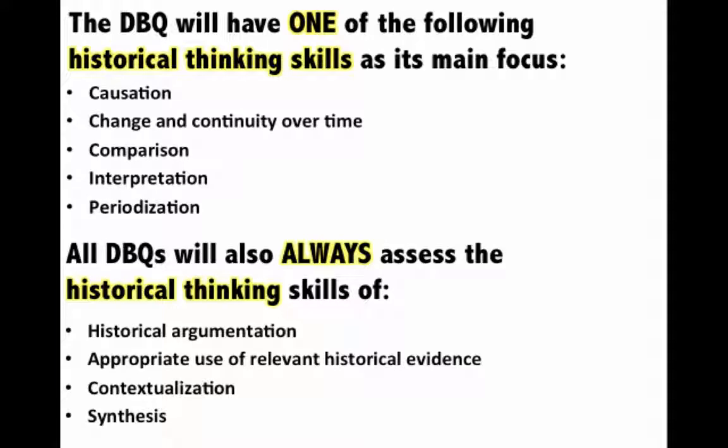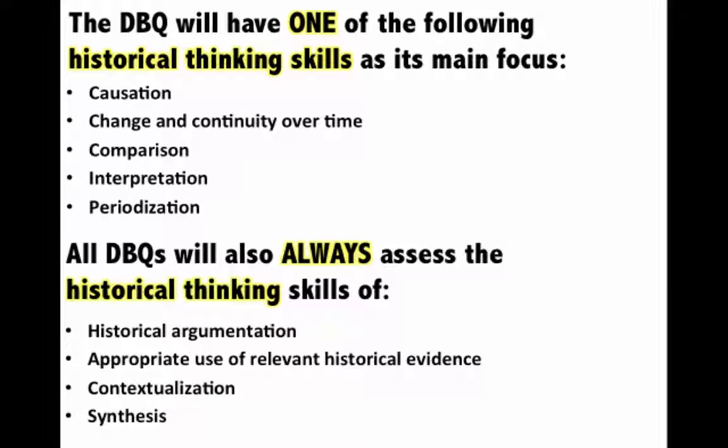And one of the big changes is every DBQ will have one of the following historical thinking skills as its main focus. So you may get a question that is featuring the skill of causation. Basically, why does stuff happen? Lots of events in history have many different reasons. You're going to have to analyze the impact of those reasons, the long-term and short-term reasons for things.